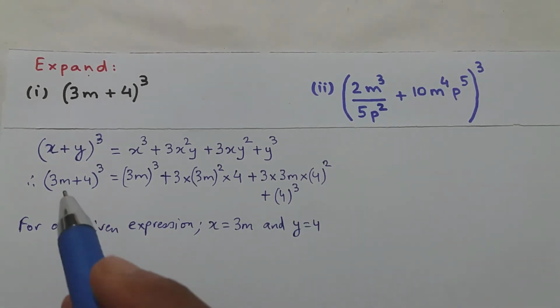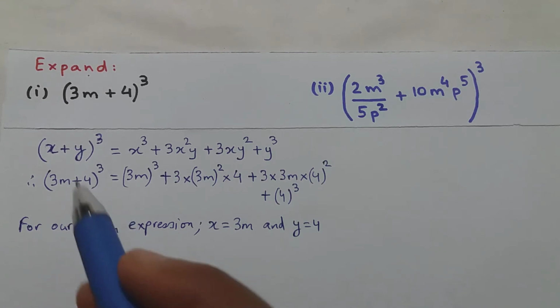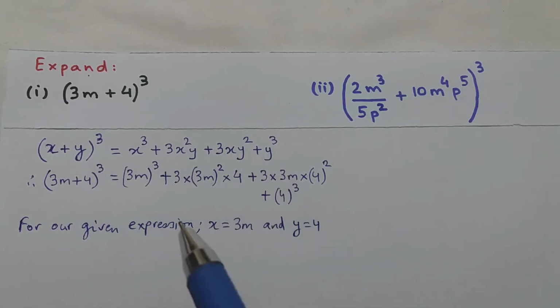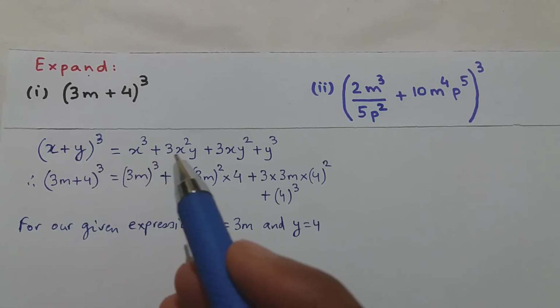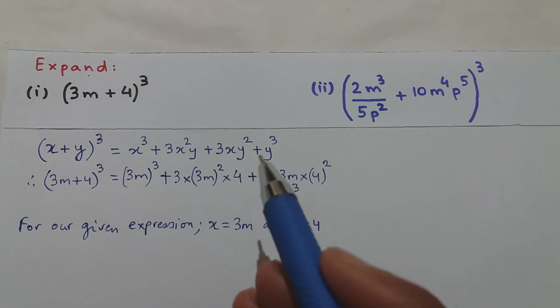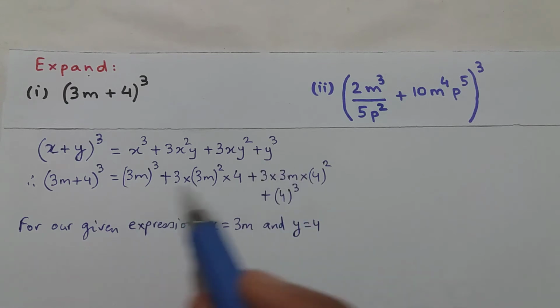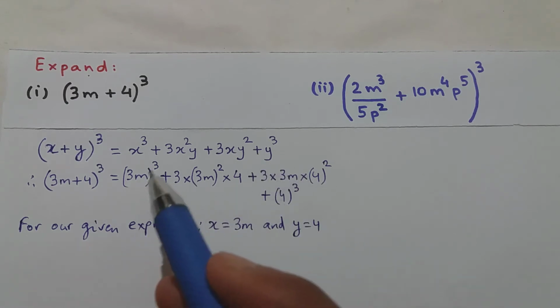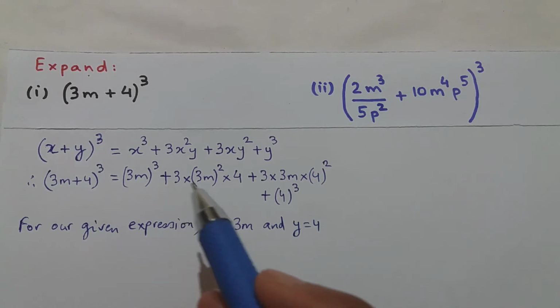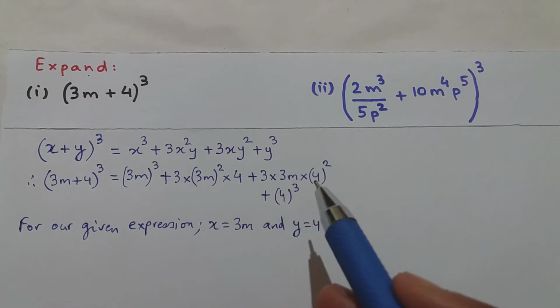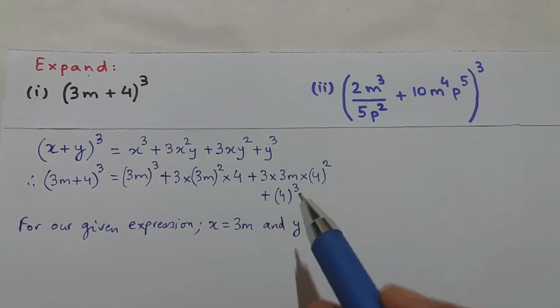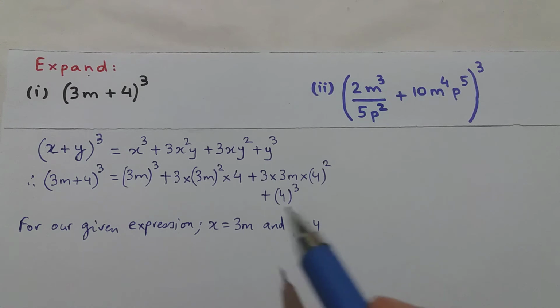So I have expanded the given expression 3m plus 4 whole cube using the algebraic identity x plus y whole cube is equal to x cube plus 3x square y plus 3xy square plus y cube, and I have got 3m whole cube plus 3 into 3m whole square into 4 plus 3 into 3m into 4 square plus 4 cube. And now we will simplify this to get our final answer.